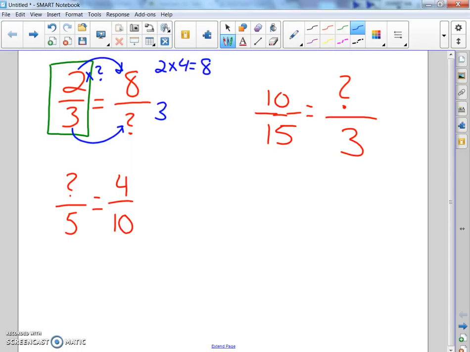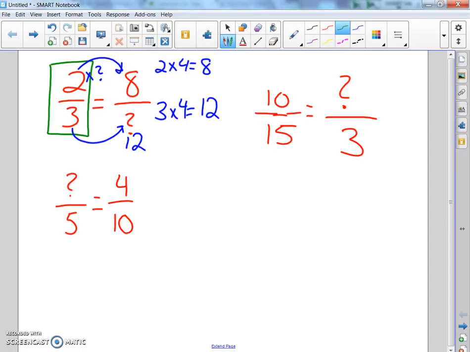So I want to do the same thing on the bottom to follow that same pattern. So I'm going to use 3 times 4 because that's my pattern, and that will tell me my missing number is 12. So I would fill in a 12. That one's pretty standard like we've been doing. But let's try one that looks a little different.